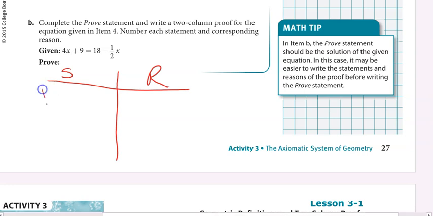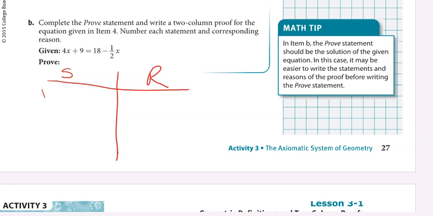Put your given here. So this is going to be 4x plus 9 equals 18 minus 1/2 x. And when you're done, the very last statement should be x equals whatever you get. And obviously you should have all your reasons listed. So pause the video here, see what you guys can come up with. Just a moment, we'll go over it.